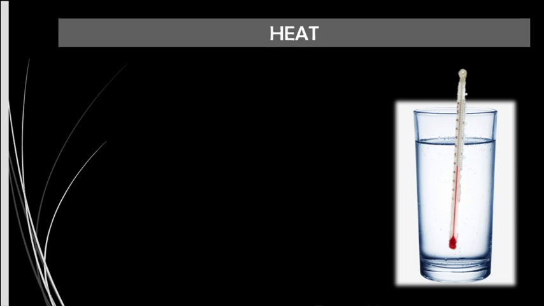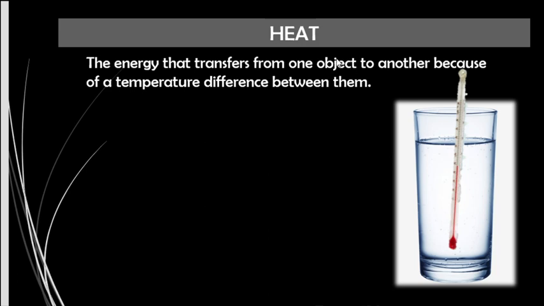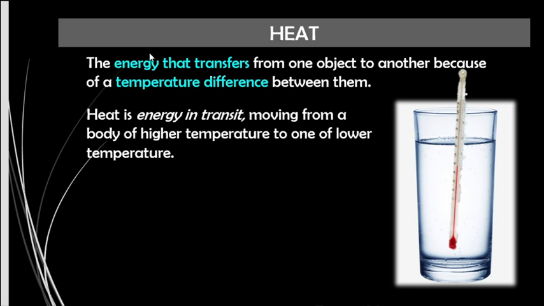And that energy that transfers from one object to another because of a temperature difference is known as heat. Heat is defined as the energy in transit moving from a body of higher temperature to one of lower temperature. So again, there will be an energy transfer, or there is heat, only if there is a temperature difference between our objects.